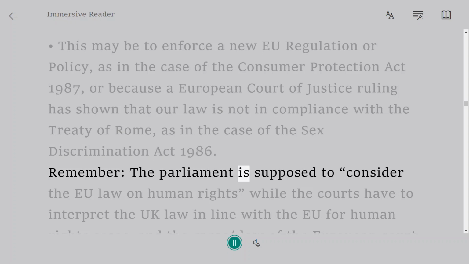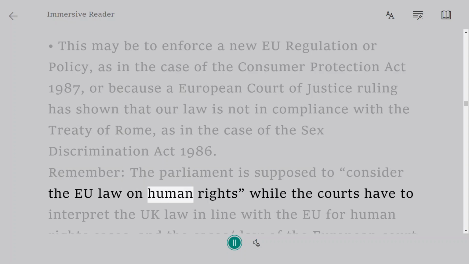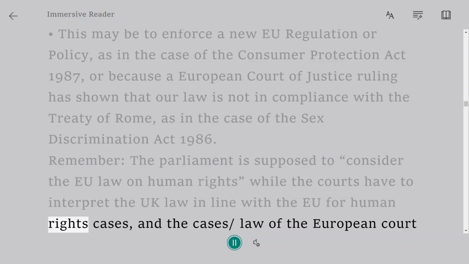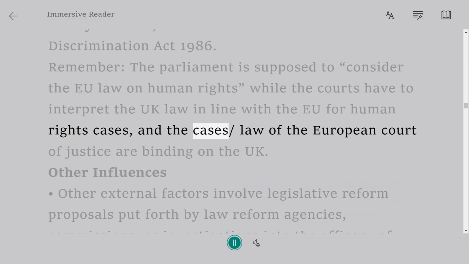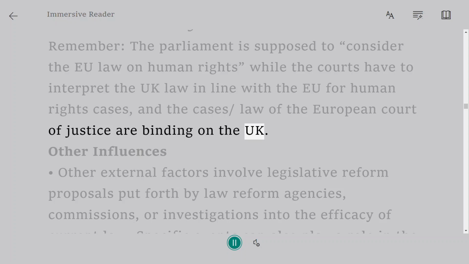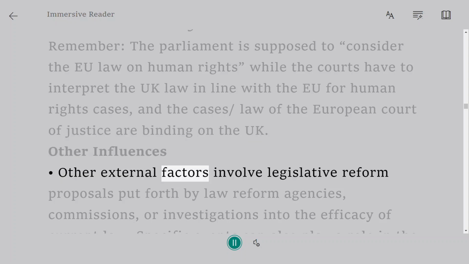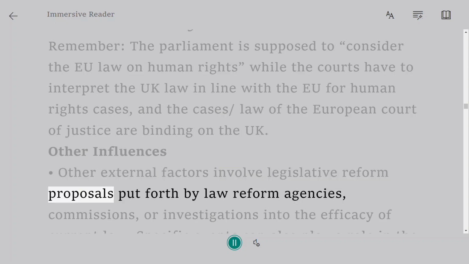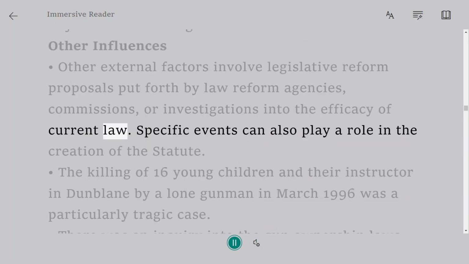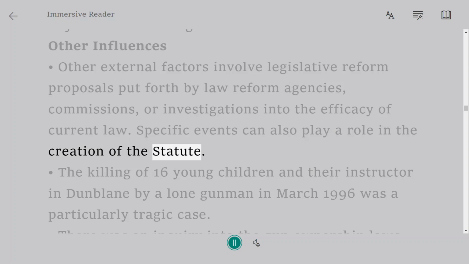Remember, the Parliament is supposed to consider the EU law on human rights, while the courts have to interpret the UK law in line with the EU for human rights cases, and the cases and law of the European Court of Justice are binding on the UK. Other influences. Other external factors involve legislative reform proposals put forth by law reform agencies, commissions, or investigations into the efficacy of current law. Specific events can also play a role in the creation of a statute.